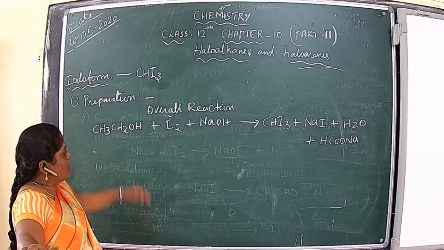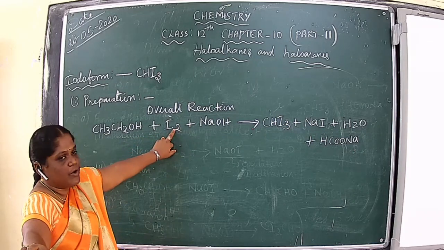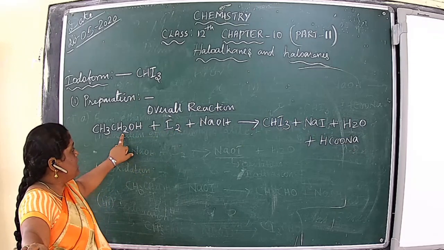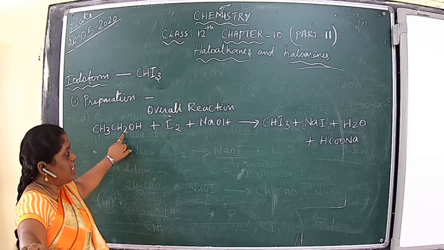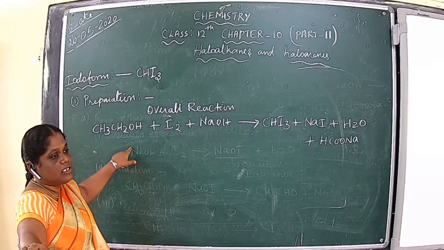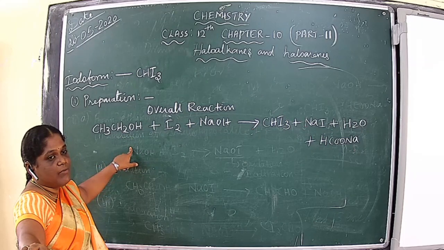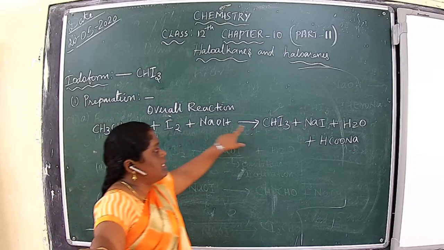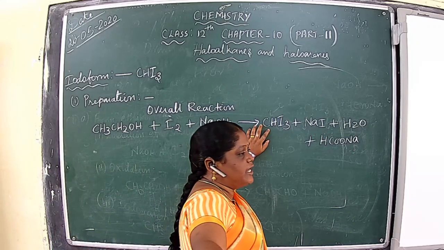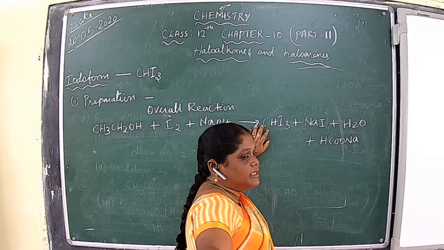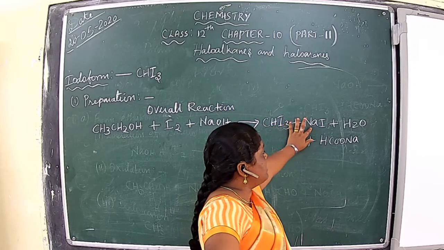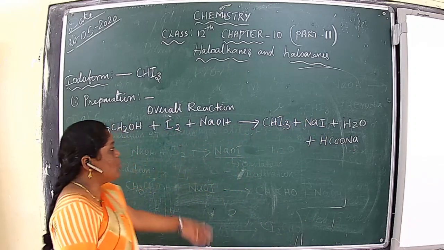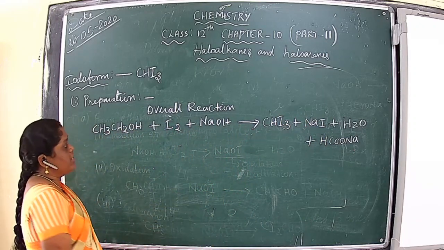First, sodium hydroxide and iodine give sodium hypoiodite, which oxidizes ethyl alcohol to acetaldehyde. Acetaldehyde on iodination gives triiodoacetaldehyde. Triiodoacetaldehyde on hydrolysis with NaOH gives iodoform plus NaI plus H2O plus HCOONa. This is the overall reaction.